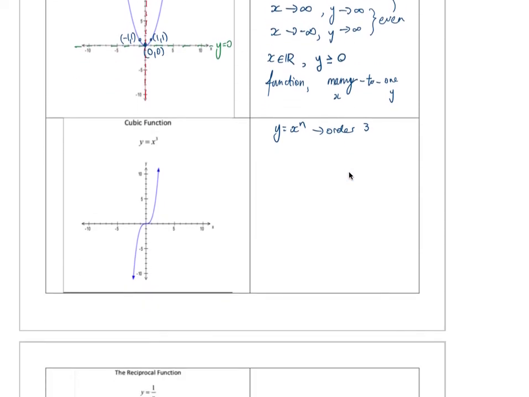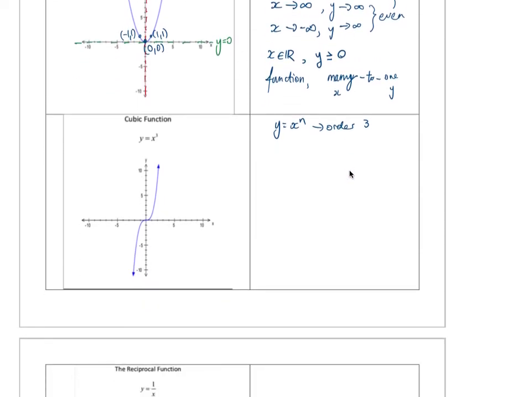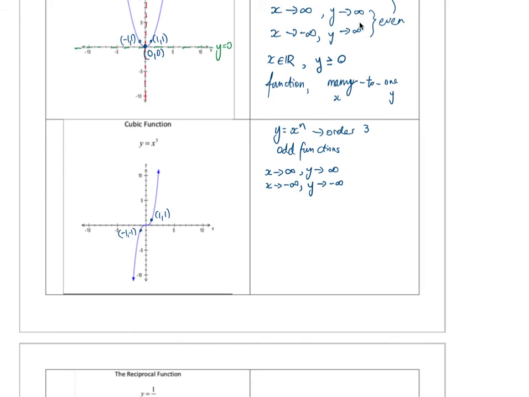Let's have a look at the key features of it. 1, 1, and negative 1, negative 1. Now, this is something called an odd function. This means when x goes to infinity, we've got y going to, in this case, infinity. When x goes to negative infinity in an odd function, because the order is odd, then it goes the other way. See how these both don't go in the same direction, whereas an even function does.